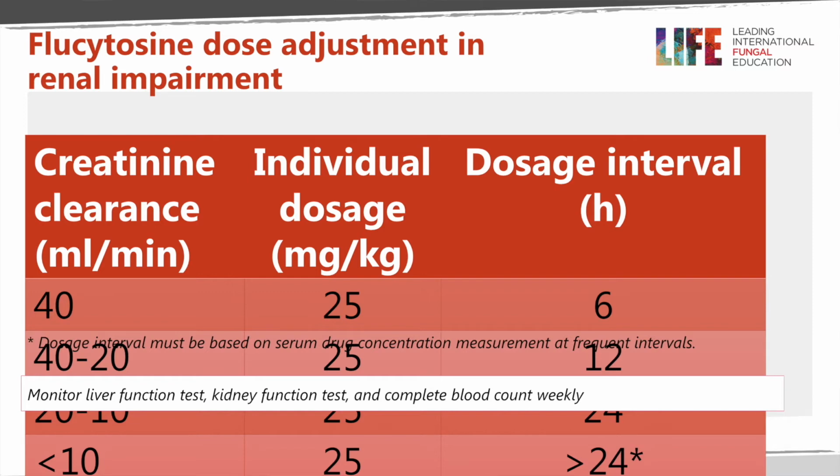Looking at flucytosine dosing in renal impairment, this table just demonstrates that the individual dosage is usually the same, 25 milligrams per kg per dose. That totals up to 100 milligrams per kg per day. But the dosing interval is the one that usually varies depending on the creatinine clearance level. The lower the creatinine clearance, the longer the dosage interval.